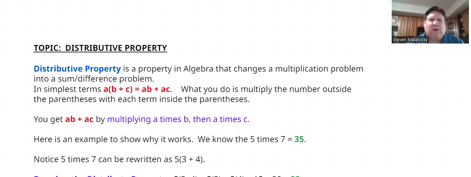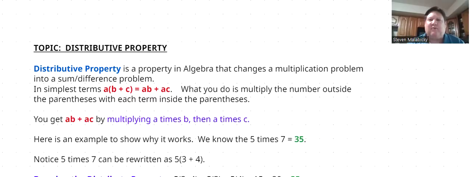And when you distribute, which is multiplying the A by every term in the parentheses, A times B is AB and A times C is AC. Look at what the answer comes out to be: AB plus AC is a sum problem. So you get AB plus AC by multiplying A times B and then multiplying A times C.